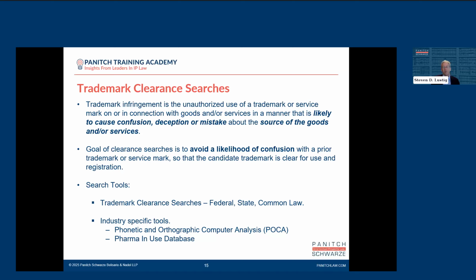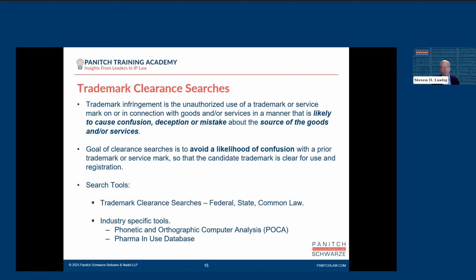One is the Phonetic and Orthographic Computer Analysis Tool, or POCA. That is available at the FDA website. Basically, you enter in your proposed trademark, and it comes back with the closest matches. The rule of thumb at the FDA is if you pull a POCA score with another existing name, and the results are given in percentages, if the percentage is 70% or higher, there is a chance that the FDA will refuse your proposed name. So you're looking for POCA scores of lower than 70%.